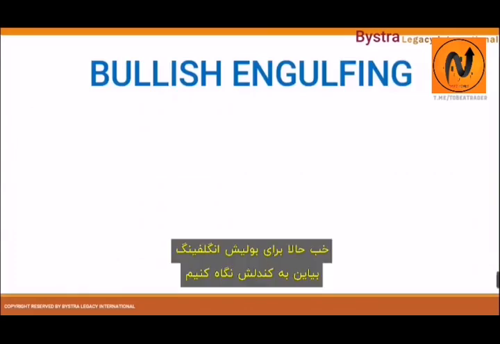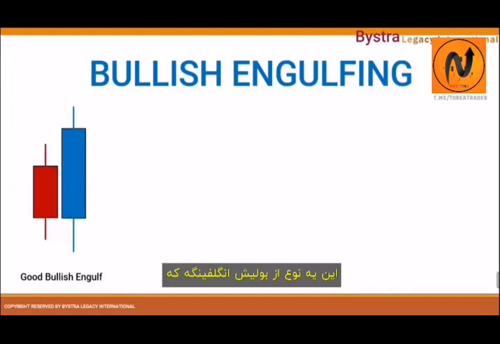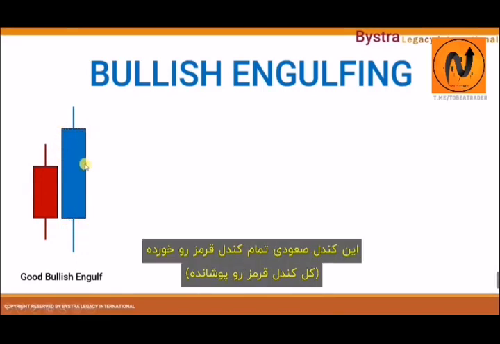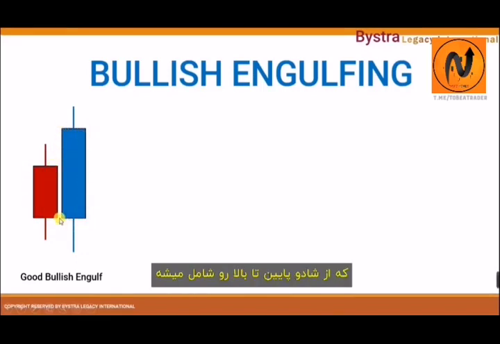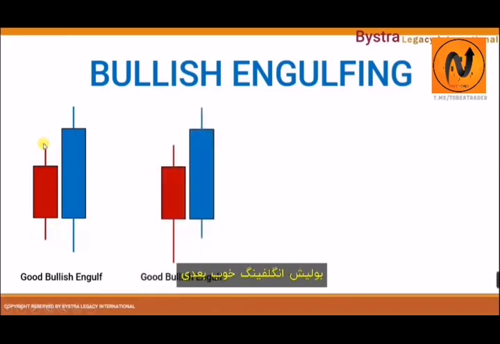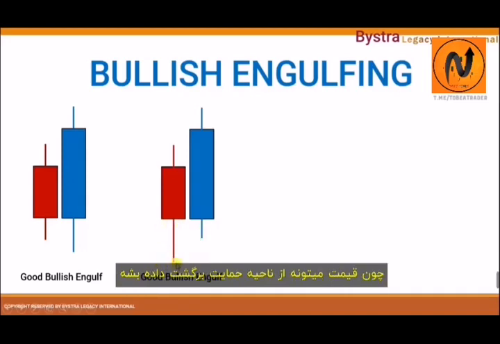Now, bullish engulfing. Let's look at the candlestick. This is the type of bullish engulfing that we want to look at. This is the bearish candle. This is the bullish candle. As you can see, this bullish candle eats up the whole red candle, including the wicks from the bottom to the top. And the next good bullish engulf is this type, even though the red has a longer wick than the bull, but it's fine because price could be rejected from the support and continue in an uptrend movement.